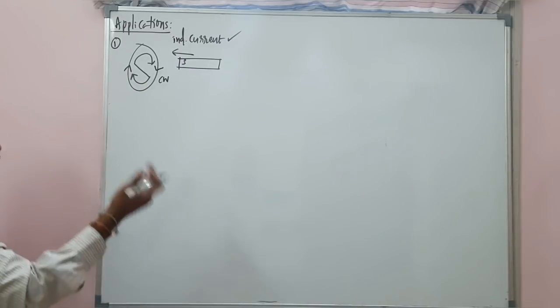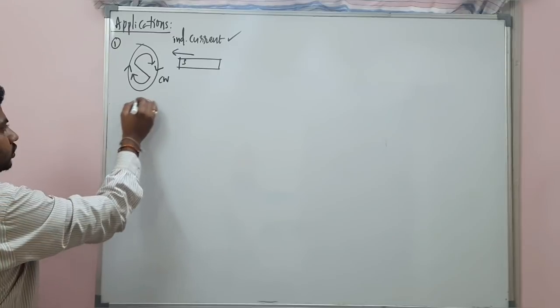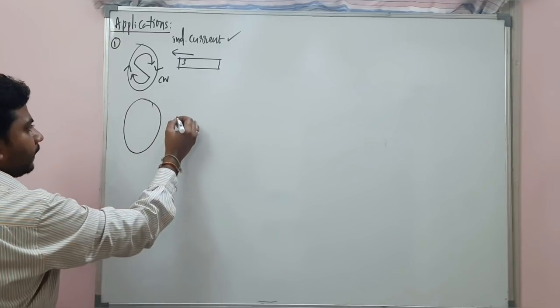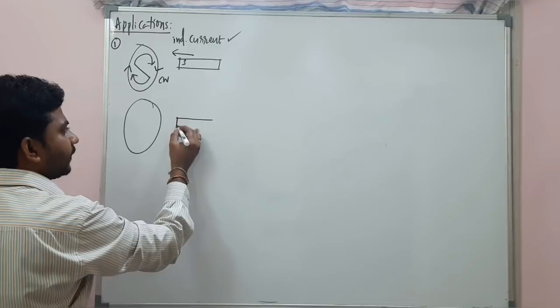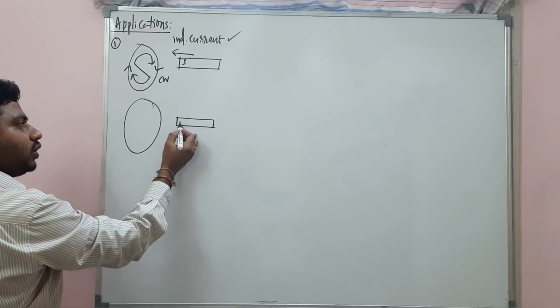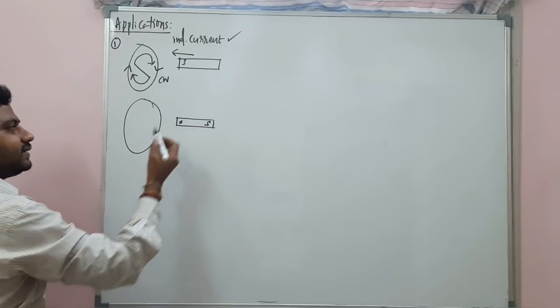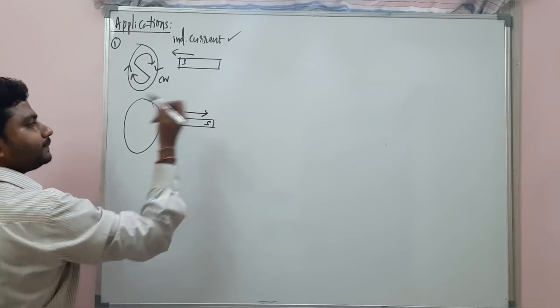In the same case, let's discuss one more. So this is the coil. Now the magnet, which has a north pole and south pole in this way, is moving away from it.